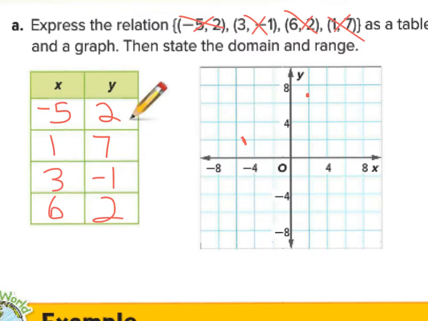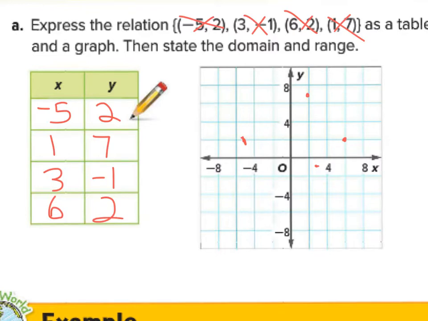Continuing on, I have 3 and -1. Positive 3 is 1, 2, 3, because each line is by 2, so it's going to be in between. And then -1 is halfway down, right in the middle of that cell. And then finally 6 and 2. I'll go 2, 4, 6, and 2, right where those two meet.